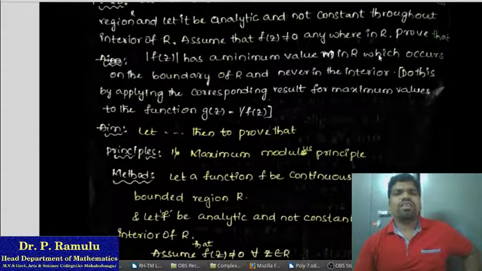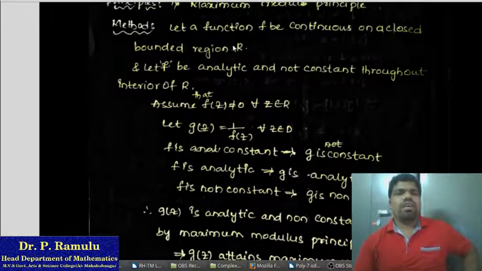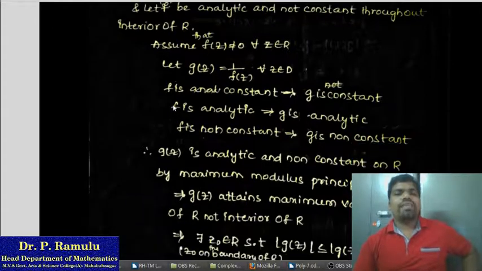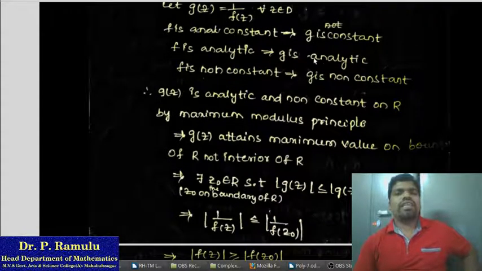So here you can write the proof using the maximum modulus principle. Method: let f be continuous on the closed bounded region R. Let f be analytic and non-constant throughout the interior of R by hypothesis. Assume that f of z is not equal to 0 by hypothesis. I am taking g of z equal to 1 by f of z for all z belonging to D.